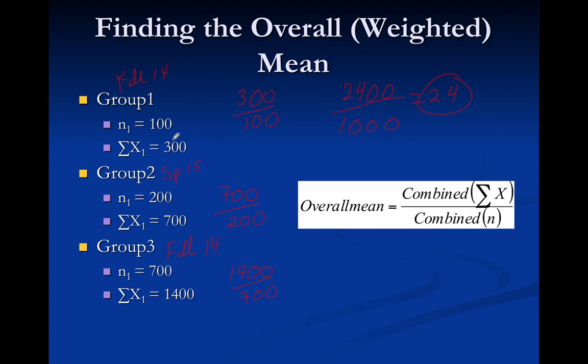So here I'm going to sum up all their scores across the 3 different groups. So the 300, 700, and 1400, giving me a total of 2400. And then dividing by 1,000 because I'm adding up all the sample sizes. So 100 plus 200 equals 300, plus 700 equals 1,000. So now 2,400 divided by 1,000 equals 2.4. All right. And that's the way that we are going to find the overall mean.